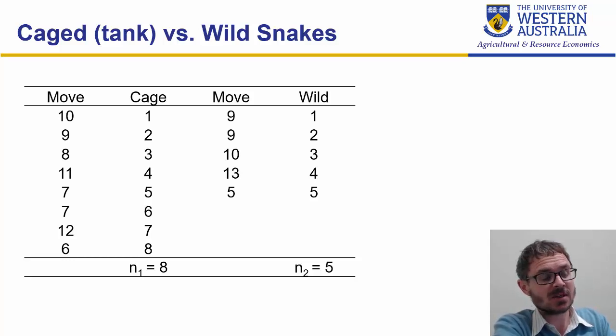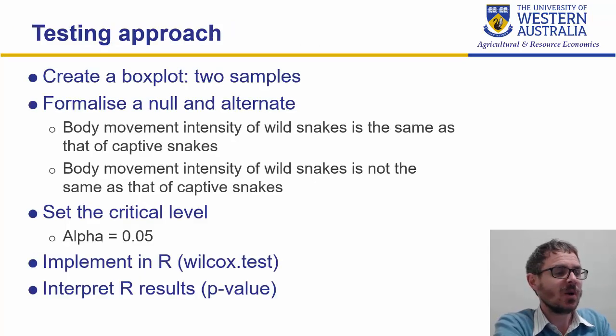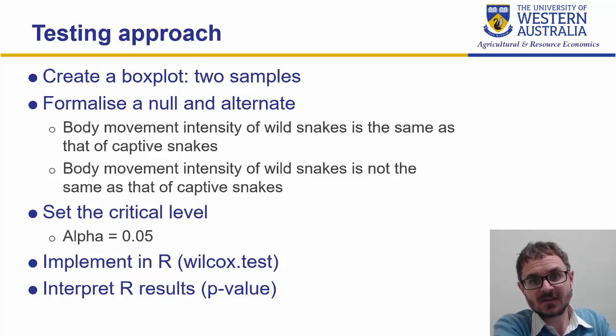What is going to be the process that we use? Okay, same process that you're getting very familiar with. We're going to create a box plot. We are then going to formalize a null and an alternate. Body movement intensity, the same in the wild as that of captive snakes. Body movement intensity, different between wild snakes and captive snakes.